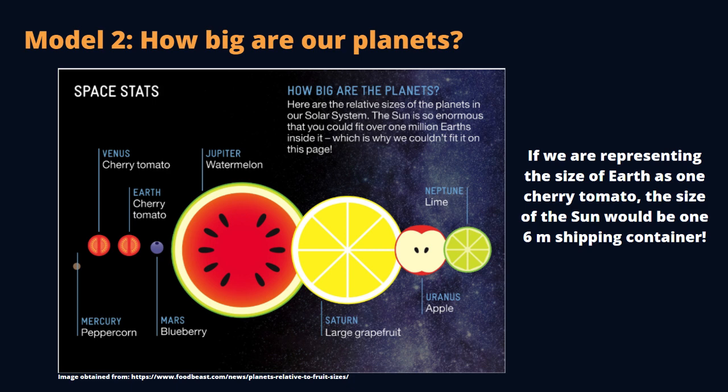Using fruit, where the smallest planets, such as Earth and Venus, are cherry tomatoes, and the larger planets like Jupiter are a watermelon. Using this model of scale, the sun could not be conveyed with an object. Rather, its magnitude is so great, it would be the size of a 6-meter cargo container.